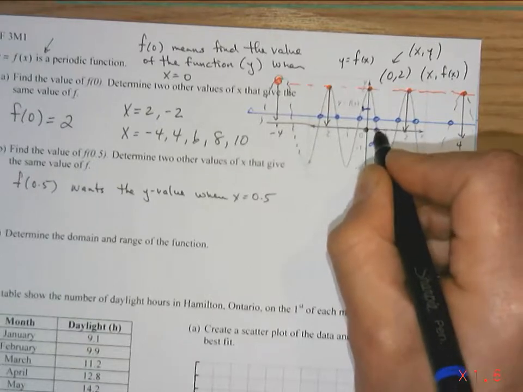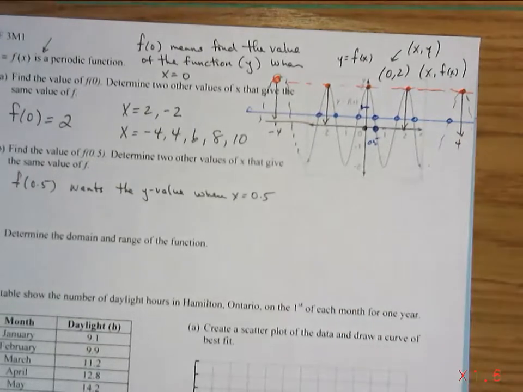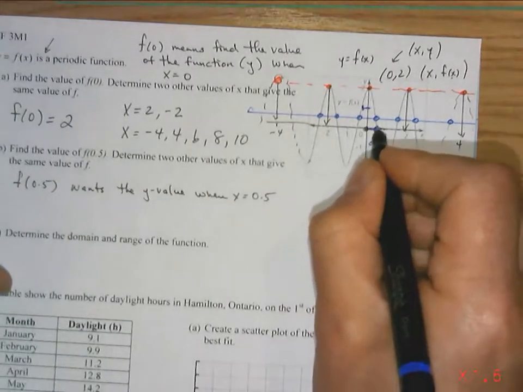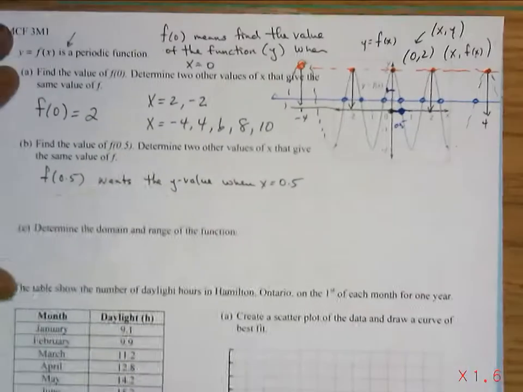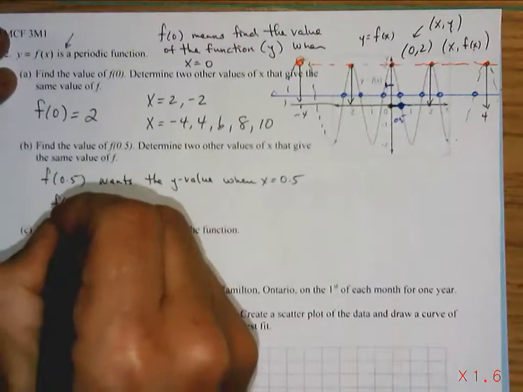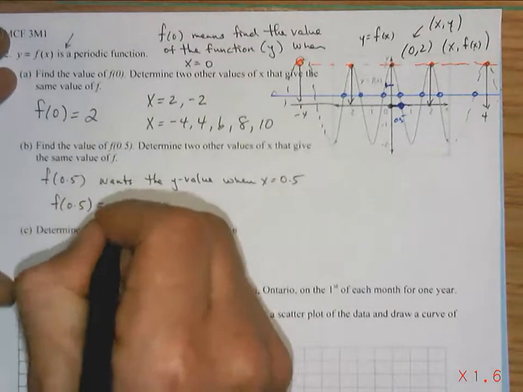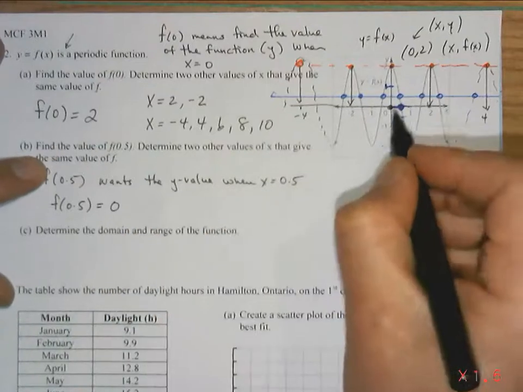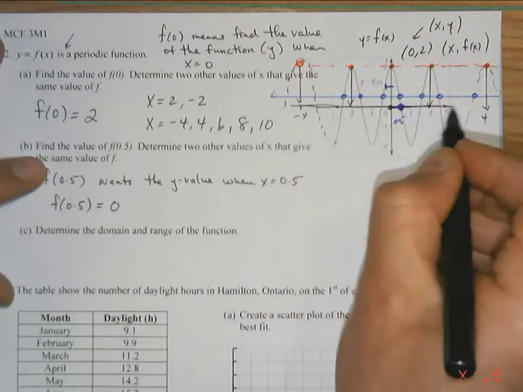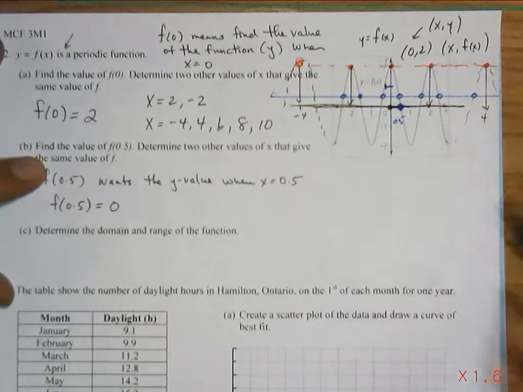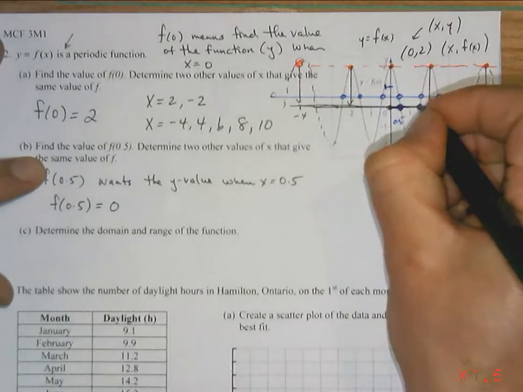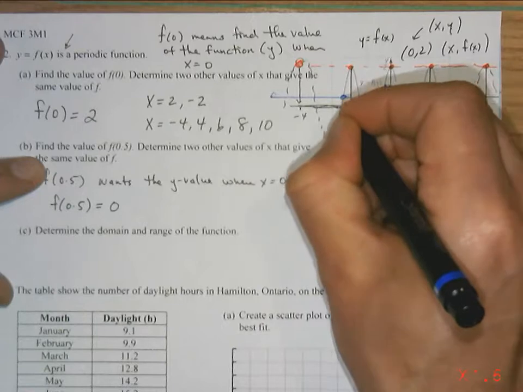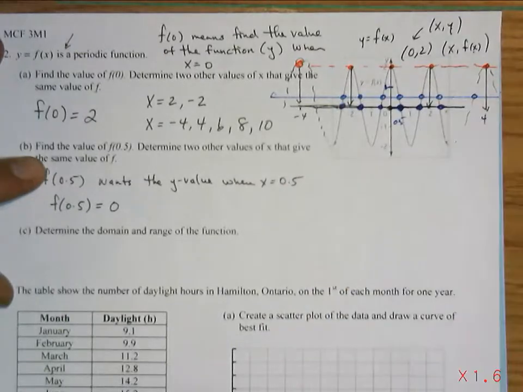And f of 0.5 is going to equal a y value. Notice it's crossing the x-axis there at 0. So f of 0.5 equals 0 in the y value. Determine two other values that give the same value of 0. So coming across here, we notice that we're going to have a y value of 0 here, here, here, here, here, and on and on and on.